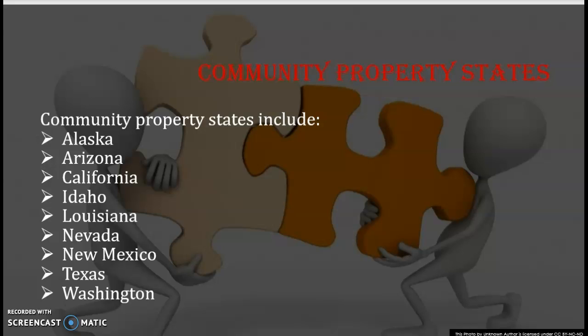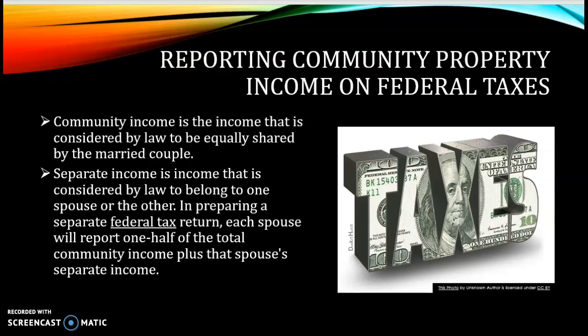Here is the list of states this law applies to: Alaska, Arizona, California, Idaho, Louisiana, Nevada, New Mexico, Texas, Washington. Reporting community property income on federal taxes. Community income is the income that is considered by law to be equally shared by the married couple. Separate income is the income that is considered by law to belong to one spouse.